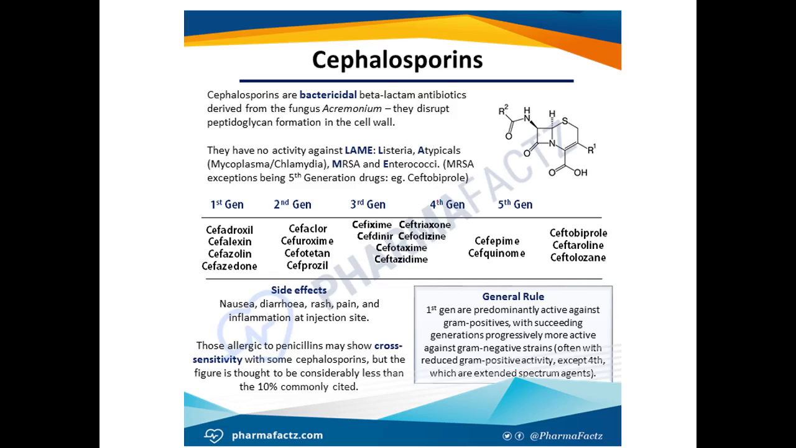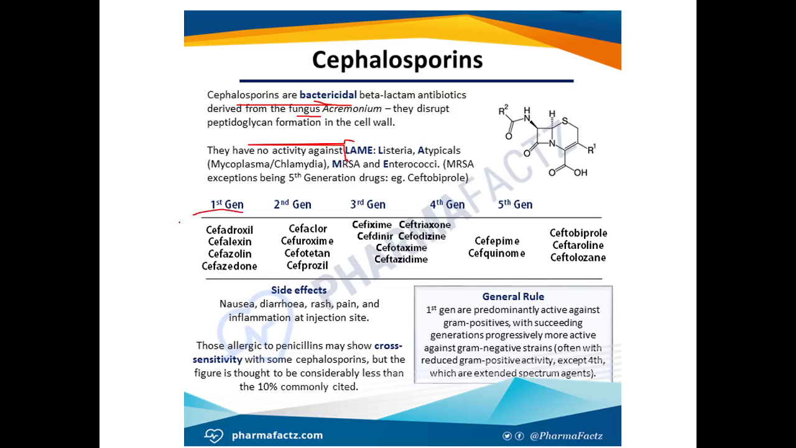Here's an example of cephalosporins from pharmafacts.com. They're described as bactericidal. They're derived from a fungus. They disrupt peptidoglycan formation in the cell wall just like penicillins. They have no activity against these bacteria: Listeria, atypicals like Mycoplasma or Chlamydia, MRSA, or Enterococci. Except for MRSA, it can be susceptible to fifth generation cephalosporins. Some side effects: nausea, diarrhea, rash, pain and inflammation at the injection site, and cross-sensitivity allergy with penicillins.